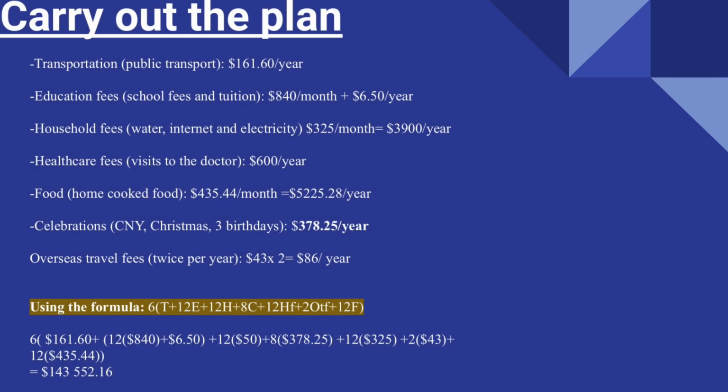With all these calculations in mind, we used the formula highlighted in the slide to find the total price of the overall household income that a typical Singaporean family with 1 kid should have for 6 years, which is $143,552.60.